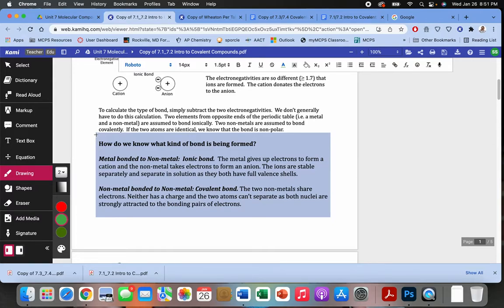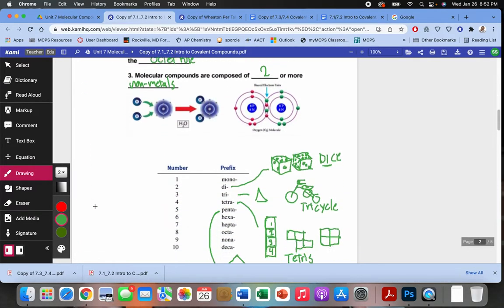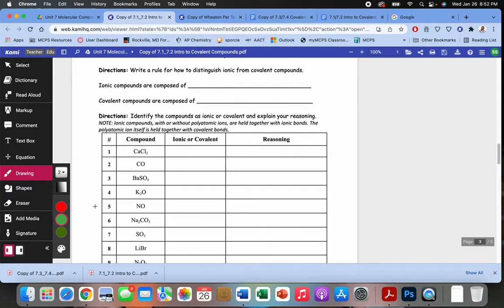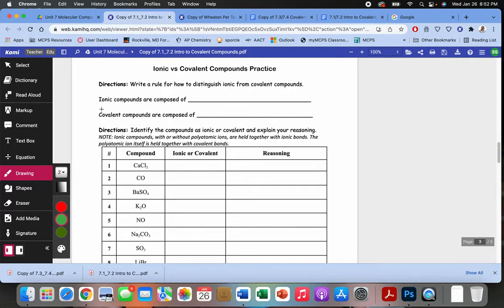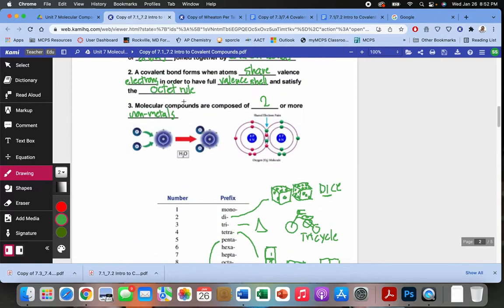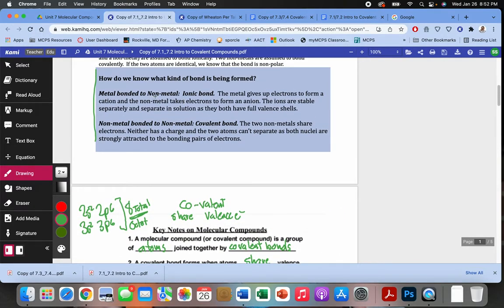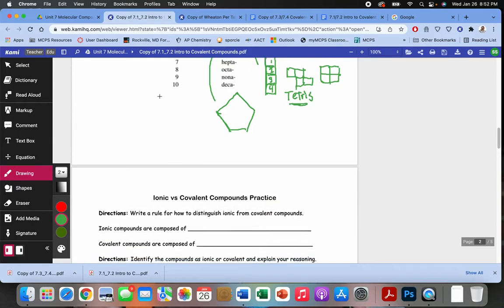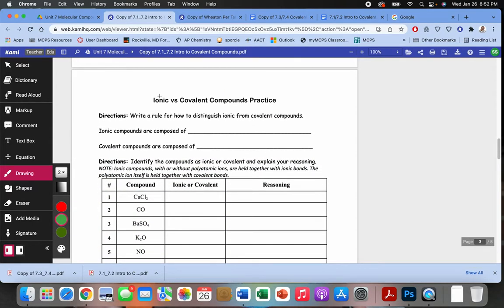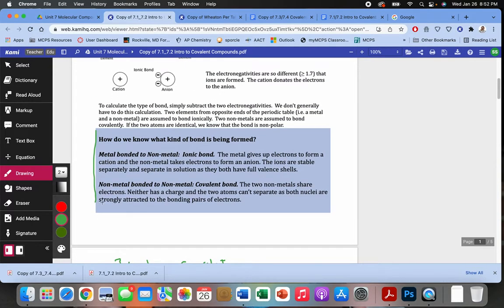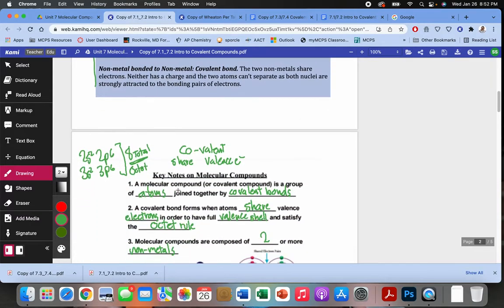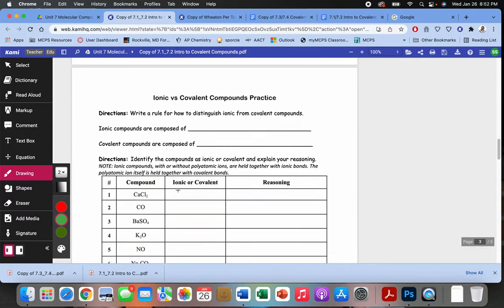What I really want you to remember is the stuff here in the box, okay? If I want an ionic bond, I want a metal bonded to a nonmetal. If I want a covalent bond, it would be two nonmetals bonded. And if we look at the problems that we were working on, we had ionic compounds are composed of, what was that again? A metal and a nonmetal, right? And covalent compounds are composed of a nonmetal bonded to another nonmetal. Okay, so we have this written right there.